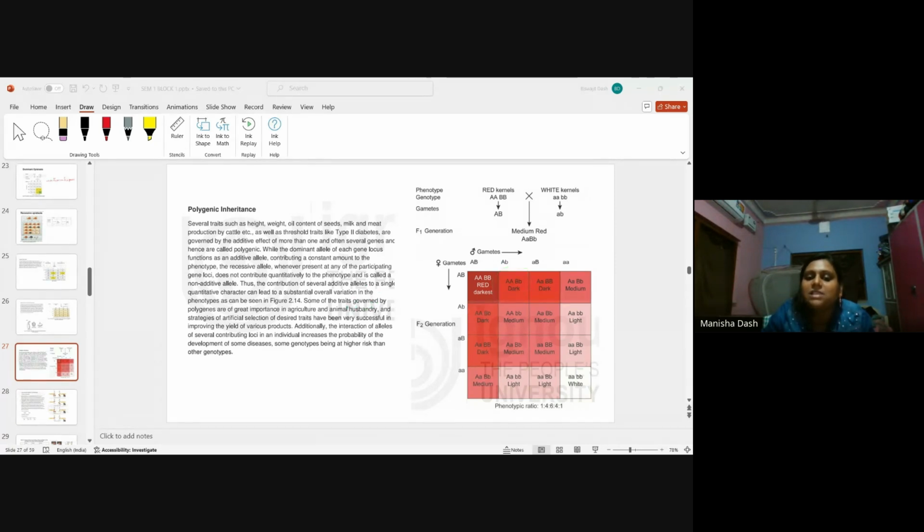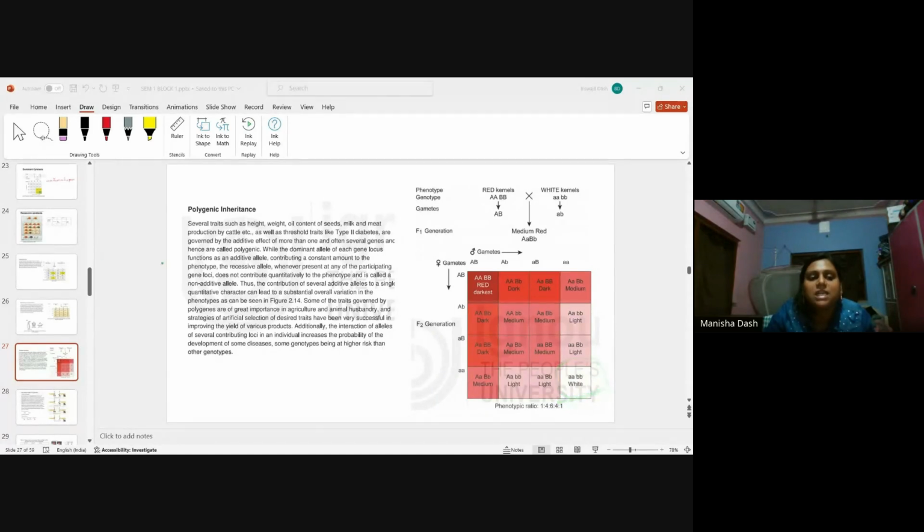So here the character is darkest red to dark red. Here the only 2 dominant genes are there. So the character is medium or the color is medium. Here only 1 dominant gene is there. So the color is quite light. And here, since no dominant genes are present, the color is absolutely nil or it is actually 0 color.